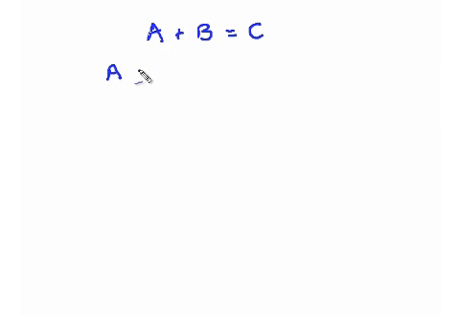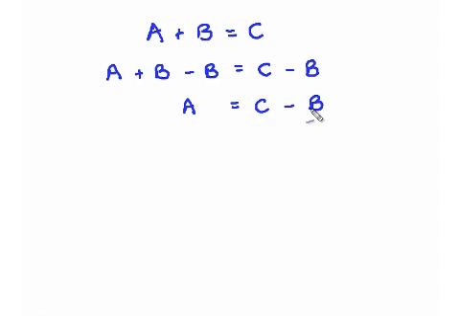Let's look at the formula a plus b equals c. Now let's make a the subject. Because we want to obtain a on its own, we start by subtracting b. So let's use the rule minus undoes plus. So we have a plus b minus b equals c minus b. So from this we obtain a equals c minus b.